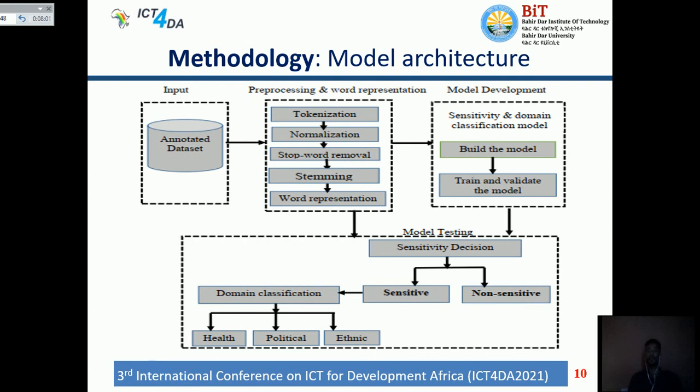The final phase is model evaluation or model testing. We have evaluated the developed model using the model developed here and the testing dataset as input, and we have evaluated the model using model performance evaluation metrics.